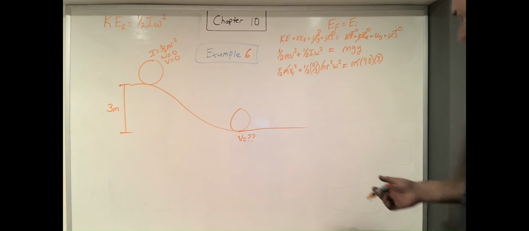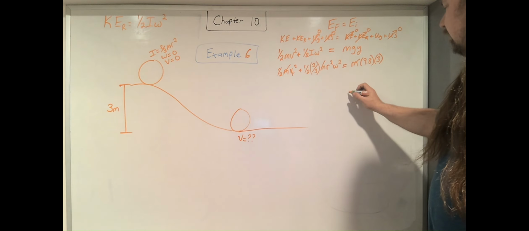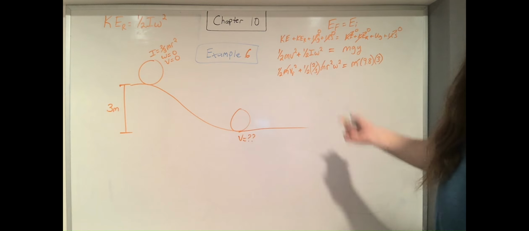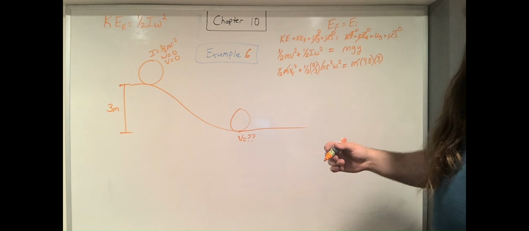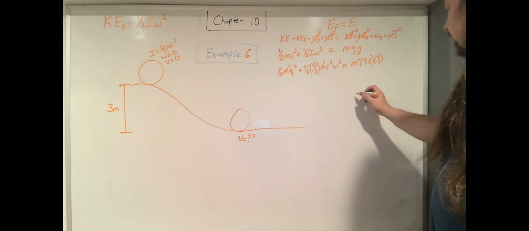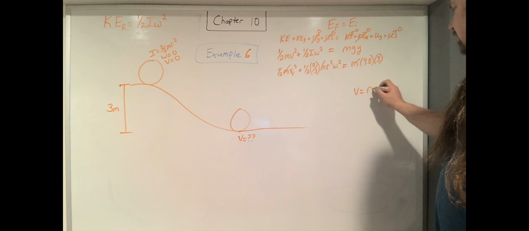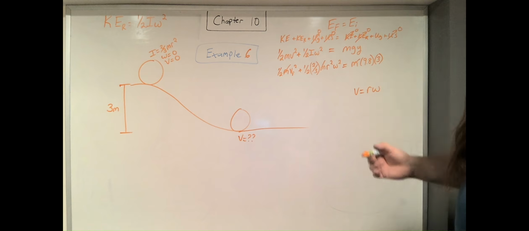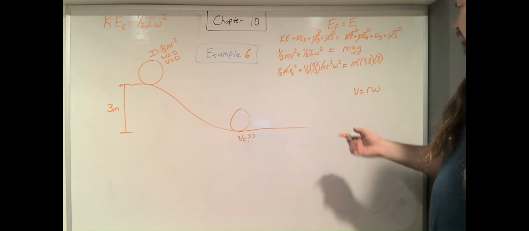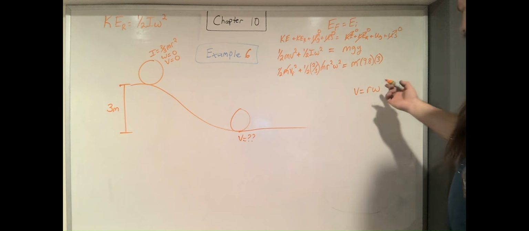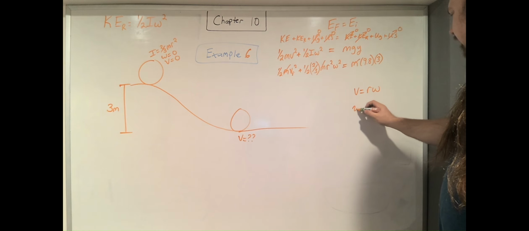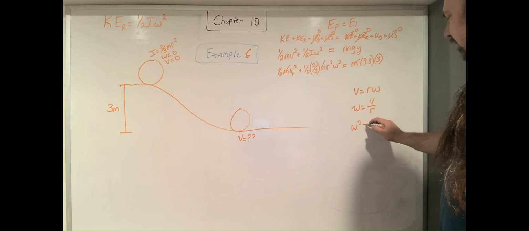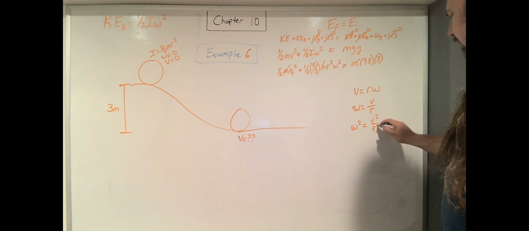Well, I know that omega can be flipped back and forth. I can go from angular to linear, right? How do we go from angular to linear? We throw an r into the equation. So I know that v is equal to r omega. It's on the formula sheet. Well, this is omega squared. So let's see, if I solved for omega, I'd have v over r, which means omega squared would be v squared over r squared.